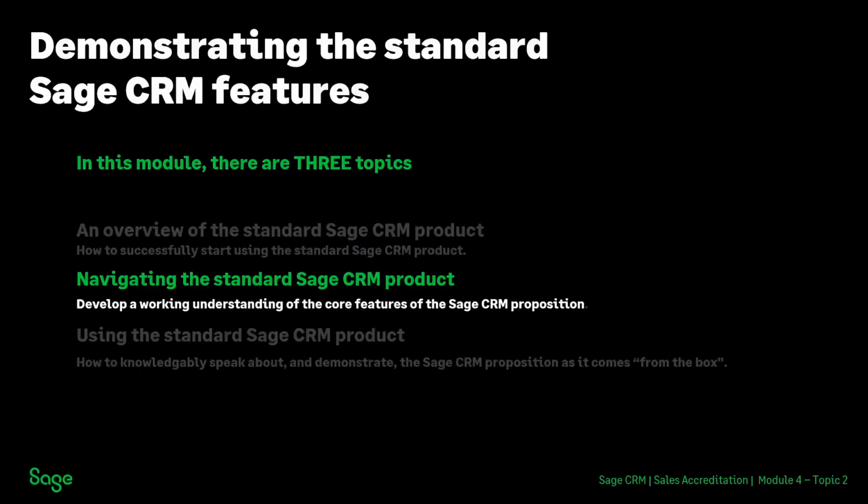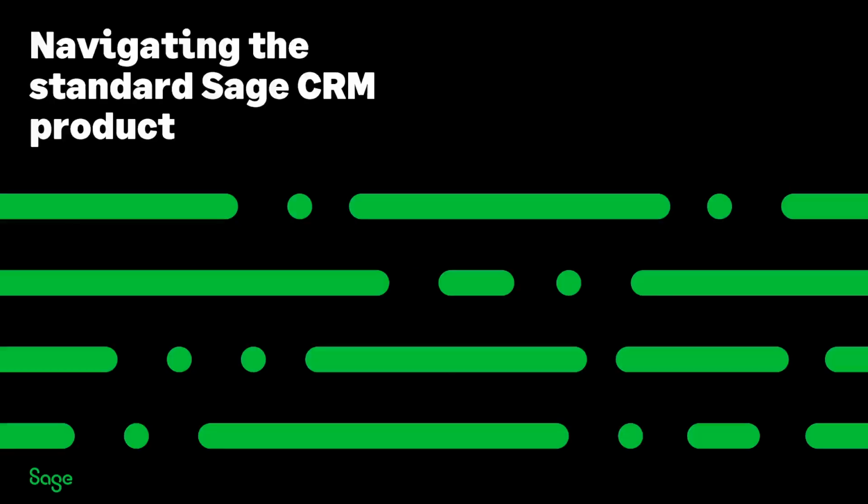For this 4th module, this is the topic we will be covering in this specific video, with information specifically on navigating the standard Sage CRM product. Once you've completed the module, you should move on to further topics in order to complete the module. Let's move on and talk about navigating the standard Sage CRM product.